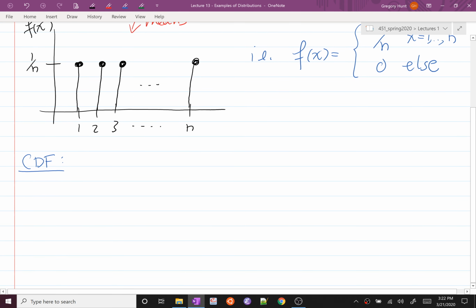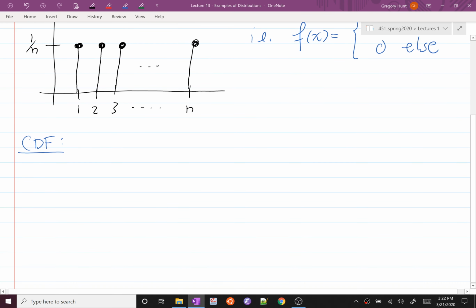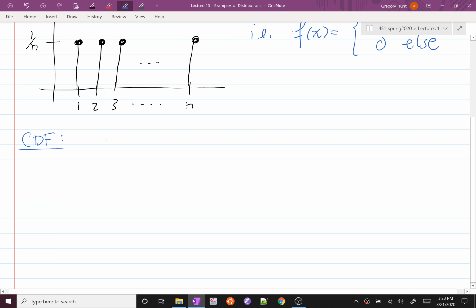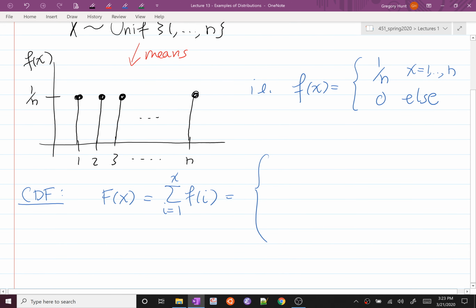The CDF is the cumulative distribution function. We have our nice little formula that says the CDF, capital F of x, is the sum, where i goes from the lowest value in the support all the way up to whatever value little x we're looking at, and we just sum f of i for all these values. For the discrete uniform, it's a pretty simple case. If i is 1, then we're just going to sum up this first thing, so we will get 1 over n.